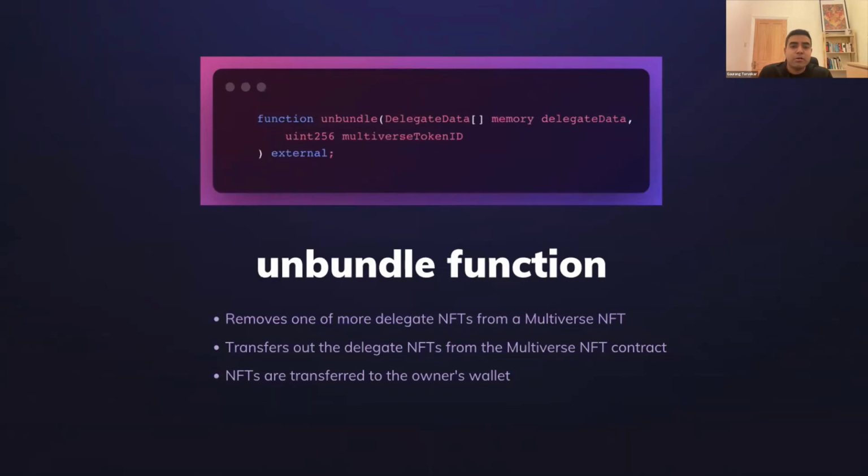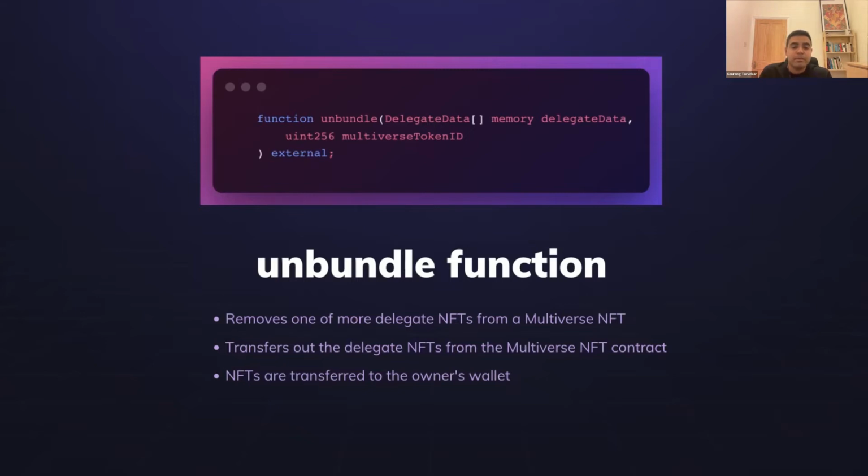And then the last important function here is unbundle. When you're unbundling the NFTs, in that case, you're again sending an array of the delegate data struct, and you're sending a multiverse token ID. So you need to make sure that the correct multiverse NFT is being unbundled.